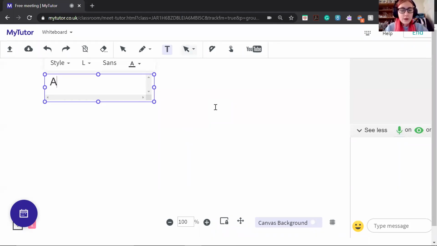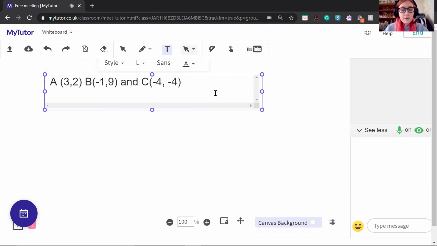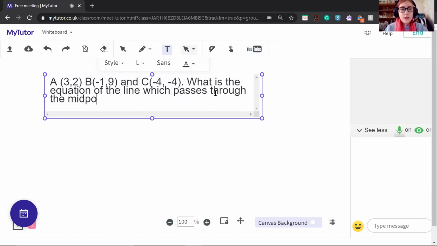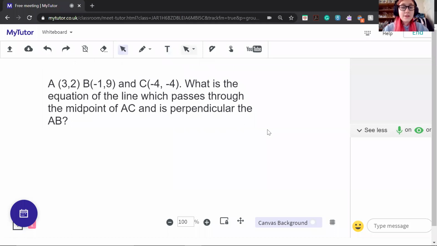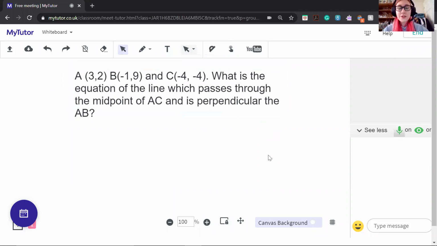So let's say we're going to have 3 points. So A, B, and C. What is the equation of the line which passes through the midpoint of AC and is perpendicular to AB?